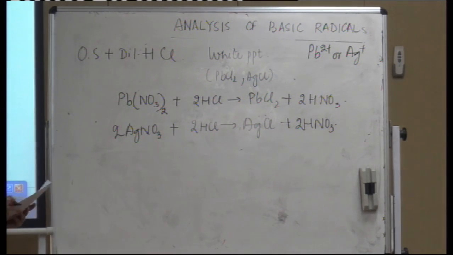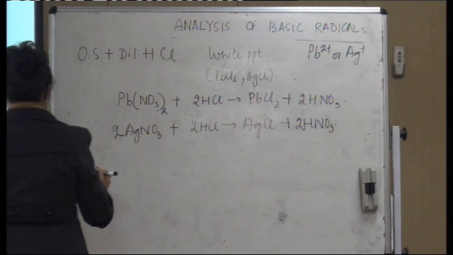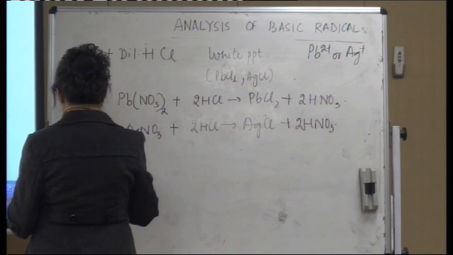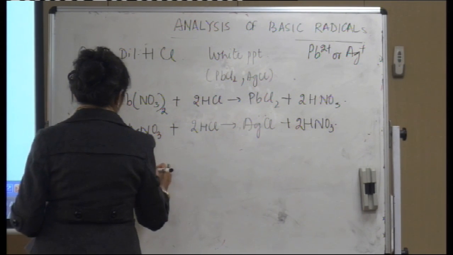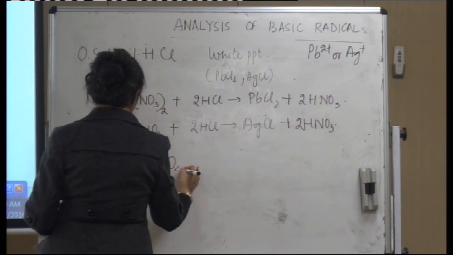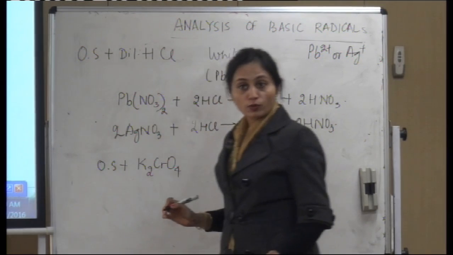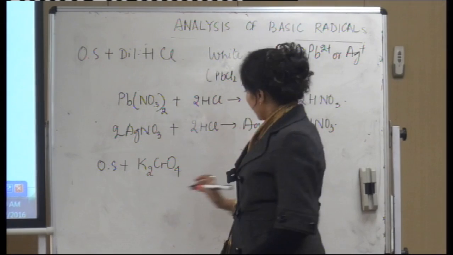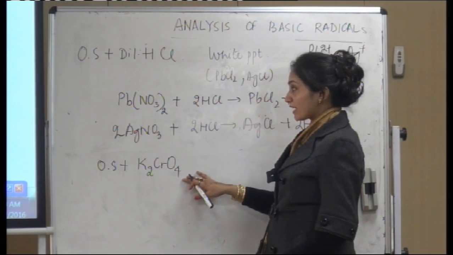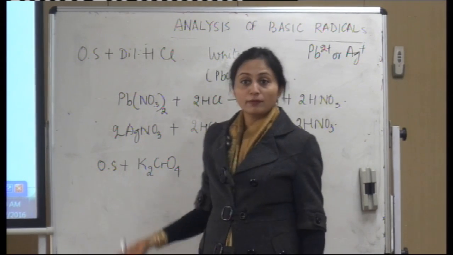So now, in order to perform the confirmatory test for this, what you can do is add potassium chromate to the original solution. What is potassium chromate? K2CrO4. To your original solution, add potassium chromate. Now, if you're adding potassium chromate, in the original solution we have Pb2+.